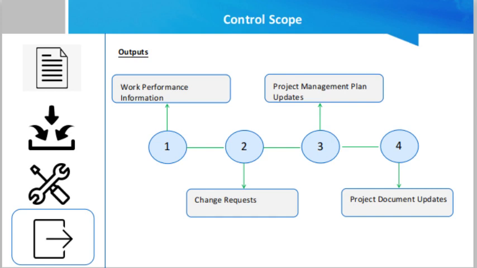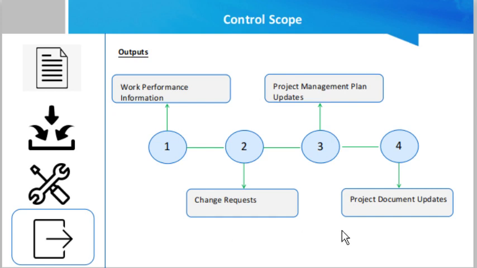Next is the change request. The change request to the scope baseline or other aspects of the project management plan usually arises when analysis is carried out on the scope performance. Change requests consist of preventive or corrective actions, defect repairs, or enhancement requests. Then project management plan updates, which obviously include the scope management and requirement management, etc.